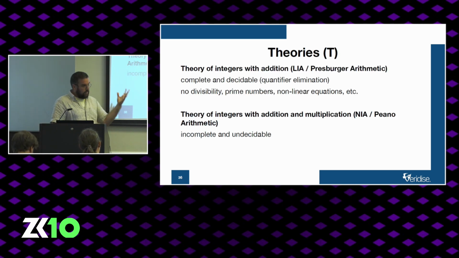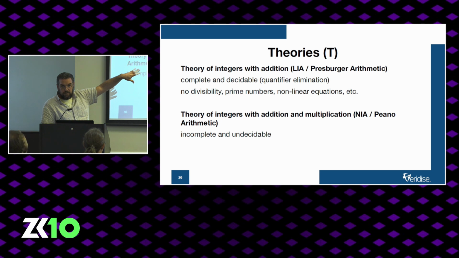Just to give you a flavor of what kind of theories one could look at, for instance, the theory of integers where you only include addition. This is linear integer arithmetic, or Presburger arithmetic, and it is a complete and decidable theory. So you have algorithms that can reason about it, but it is not too expressive, because you cannot talk about divisibility, prime numbers, or nonlinear equations. And as you probably know, if you also include multiplication, so if you go to nonlinear integer arithmetic, the usual Peano arithmetic, then you get an incomplete and undecidable theory.